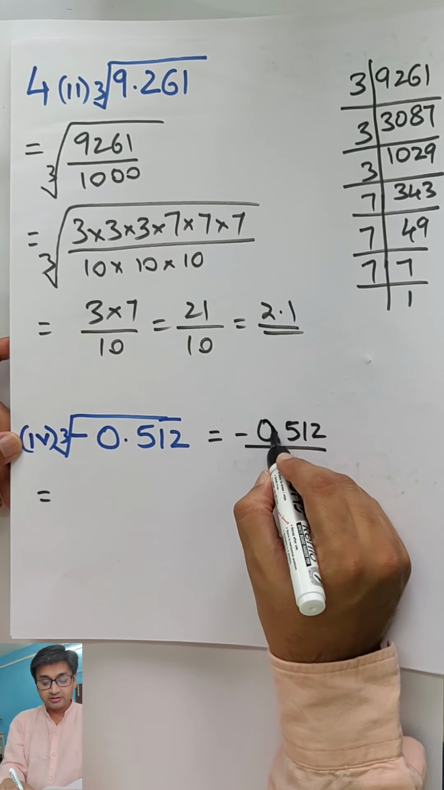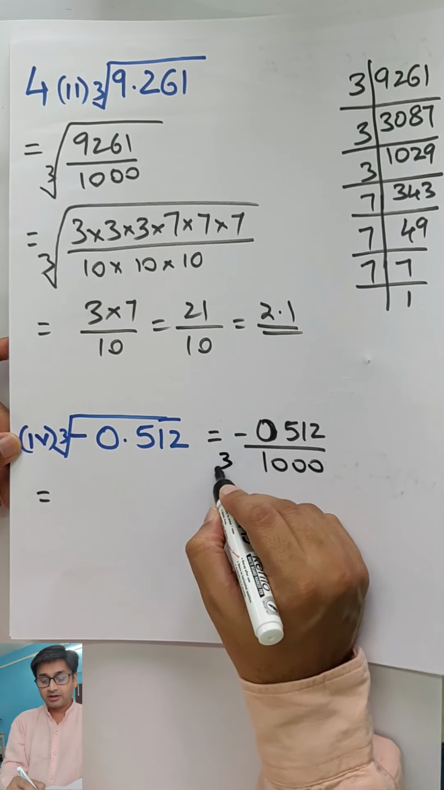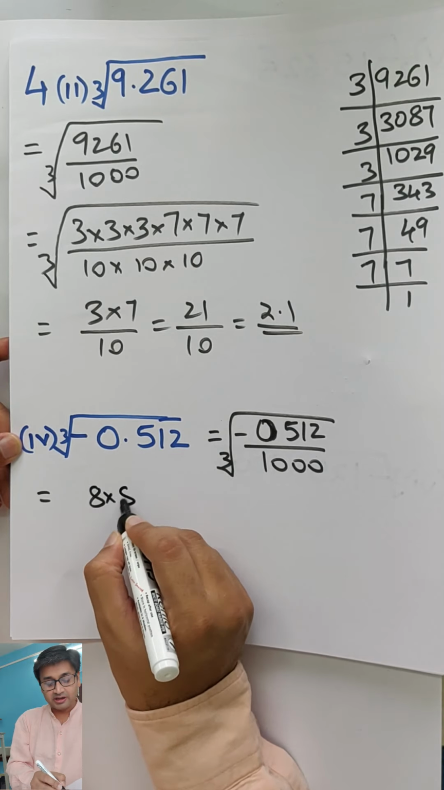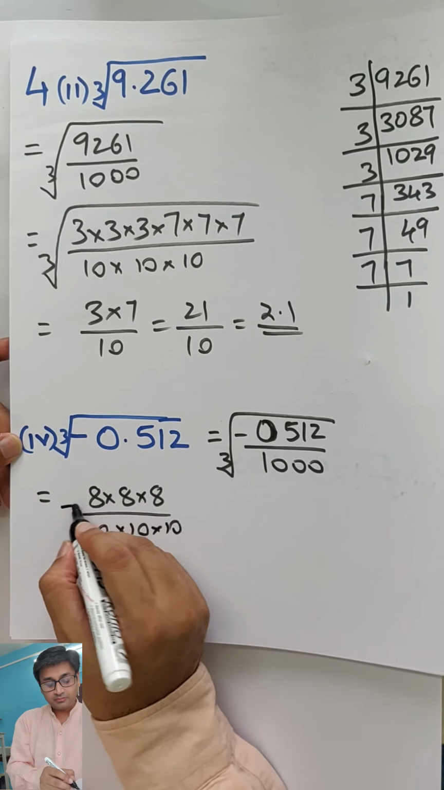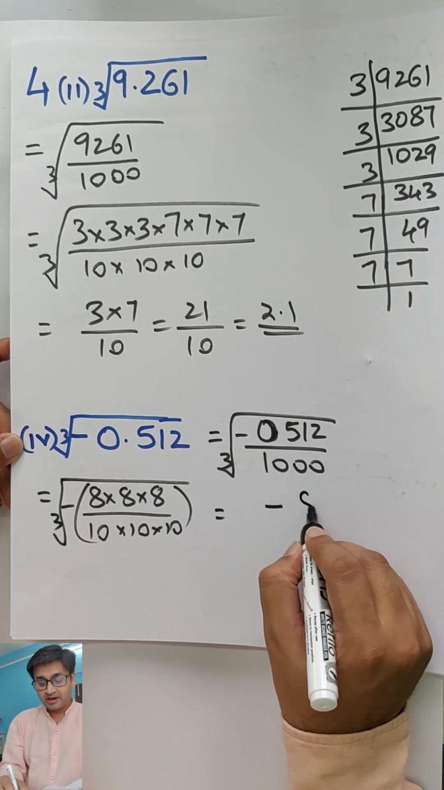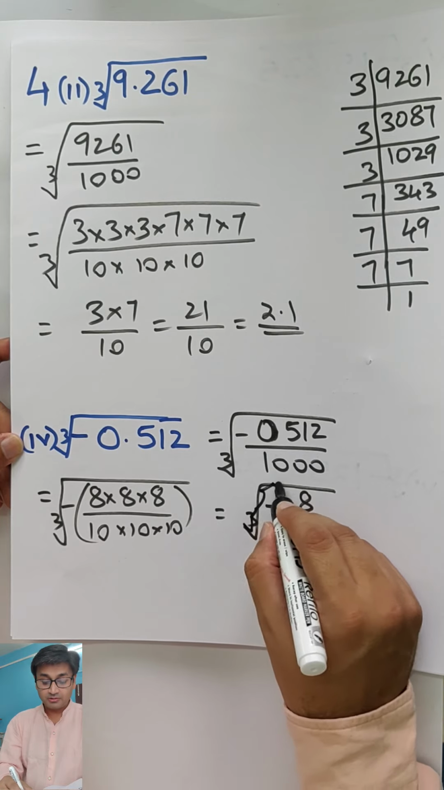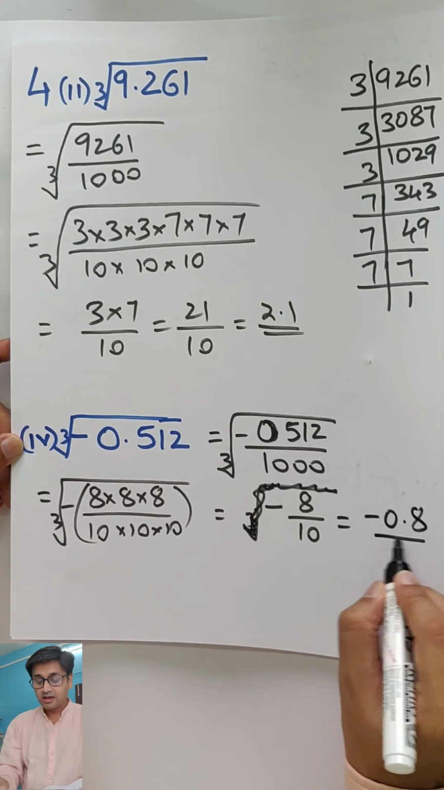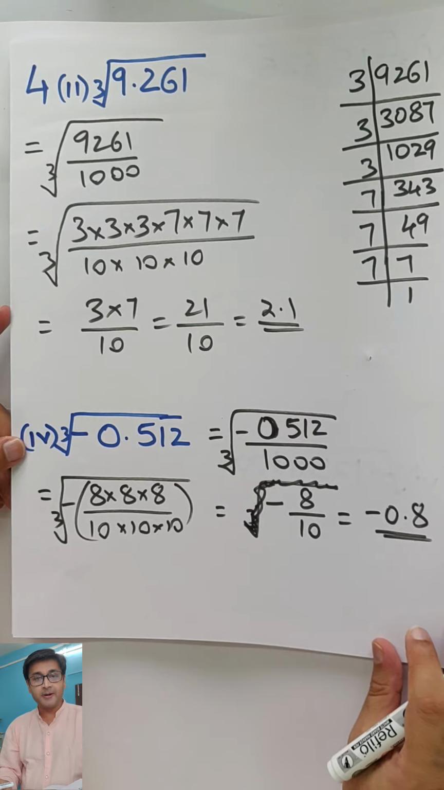Oh, let me get rid of the decimal. So I convert this decimal to 512 upon 1000 under the root. Now I know the cube root of this 512 is 8. So 8 into 8 into 8 and 10 into 10 into 10. Minus is outside in the bracket and everything under the root. So I'll have minus 8 by 10 under the root. Oh, no root now, no? Because we already took the root out. So minus 8 by 10. So my answer should be minus 0.8 because this 10, so 1 decimal. Are you getting it now?